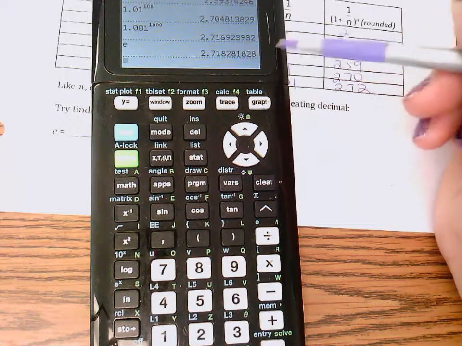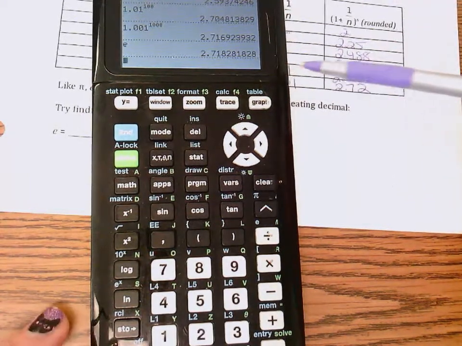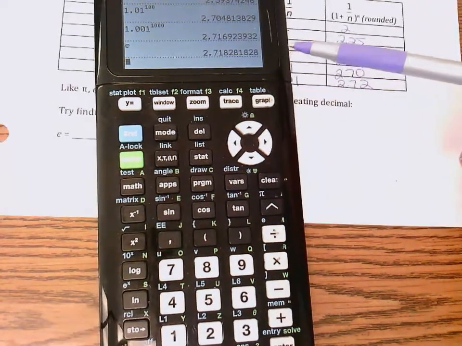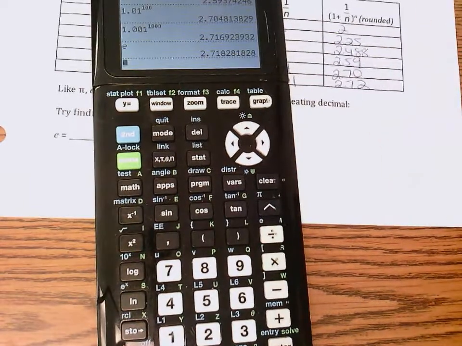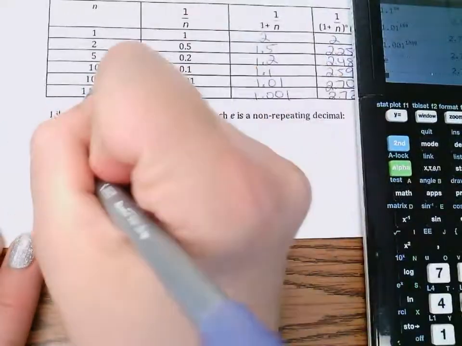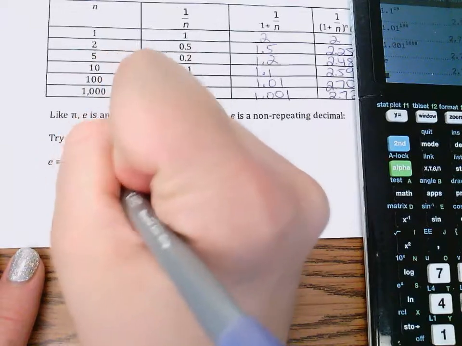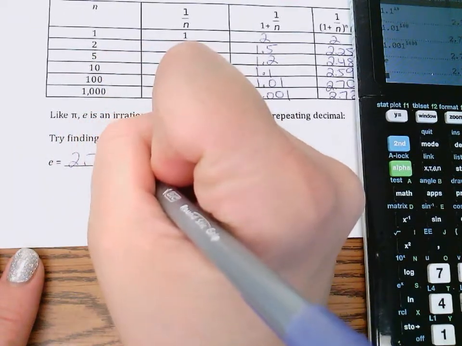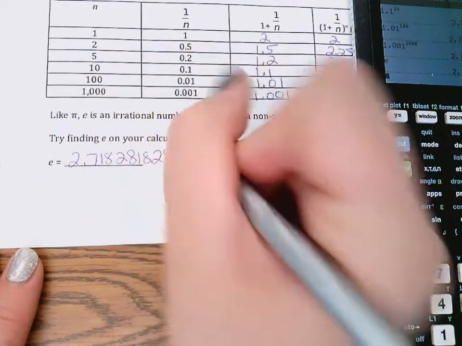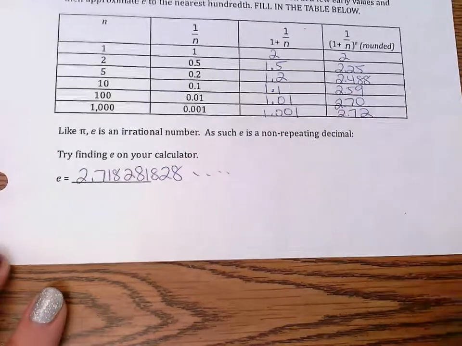2.718281828, and it keeps alternating. And there's other numbers that come after that. So 2.72 was a pretty good estimate. So I'm just going to write down what it says in my calculator, 2.718281828, right? And it keeps going. It's irrational.